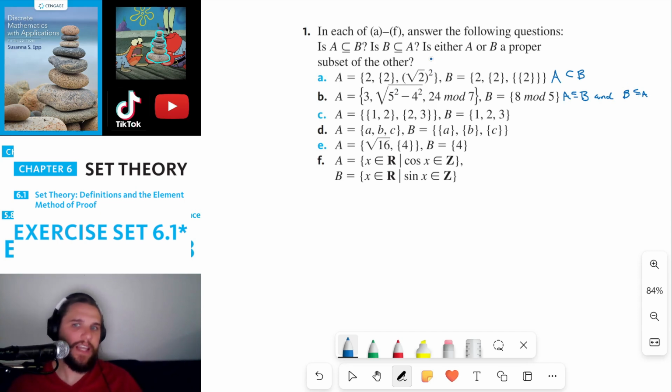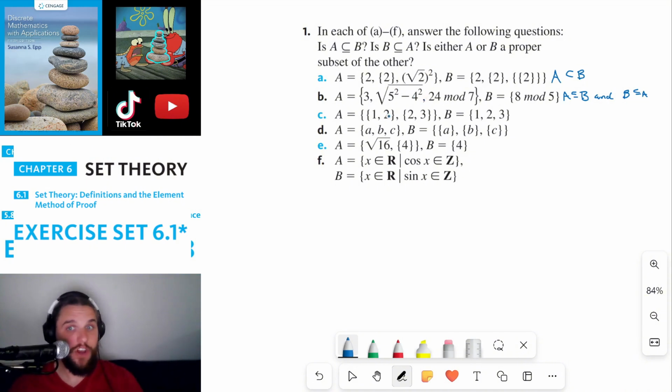The set A contains the set containing 1 and 2, and the set containing 2 and 3. Now, even though it looks like there are 4 numbers listed here, there are actually only 2 elements of A. Those elements themselves are sets, and those sets have elements as well. But in the set A, there are only 2 elements. In set B, there are 3 elements. And so let's ask ourselves, is A a subset of B? Meaning, is everything that's in A also in B?